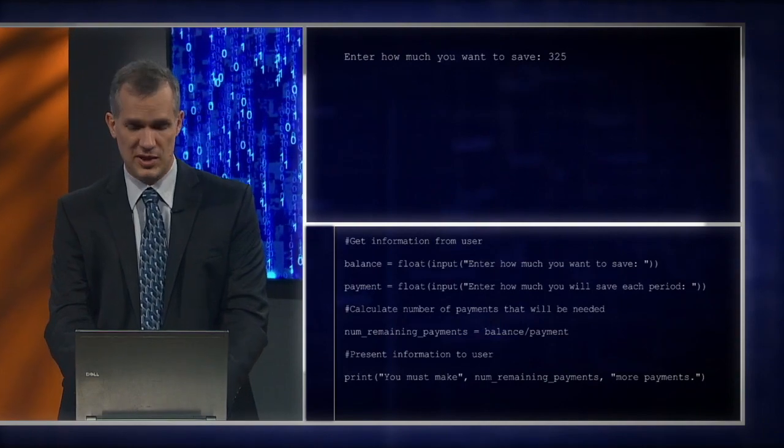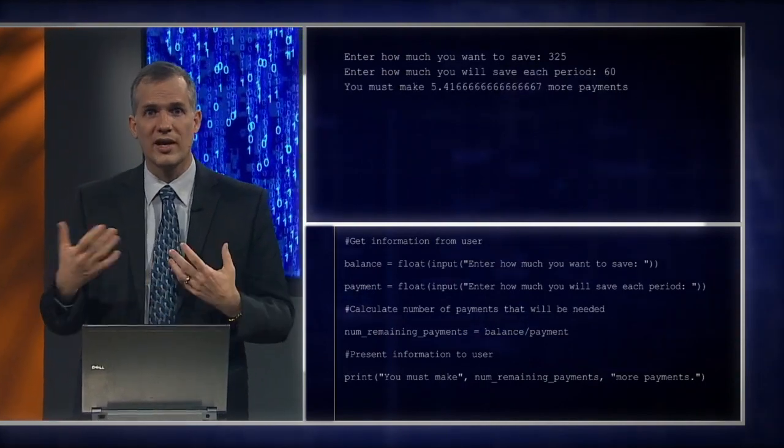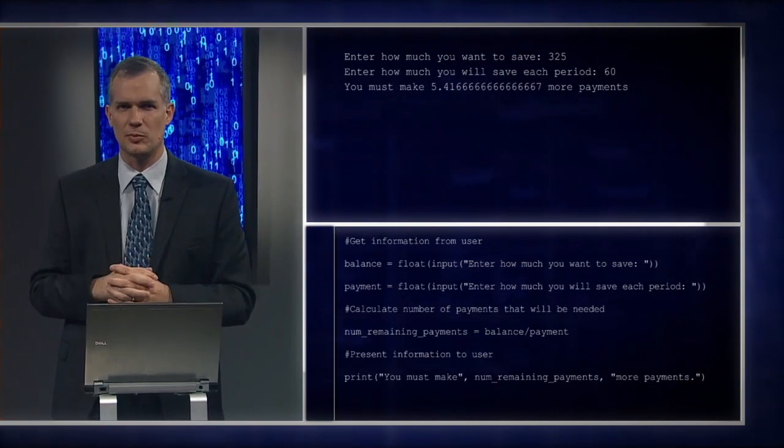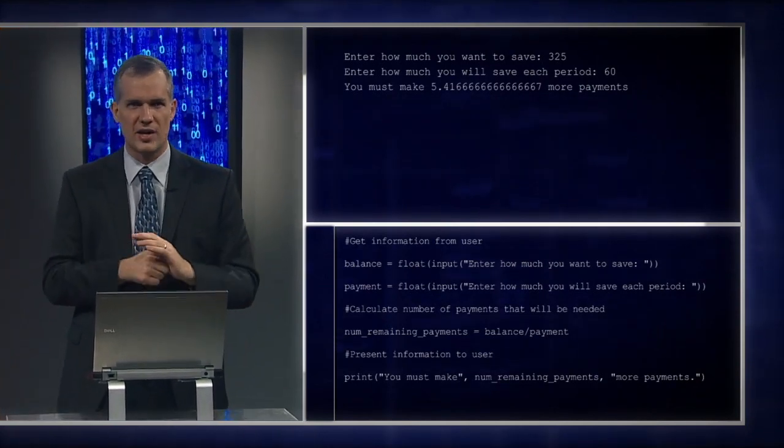Okay, if I enter 325 and 60, we get an answer that looks right, even if it's got a lot of decimal places and truncates at the last decimal place. Good so far. Let's try another test.